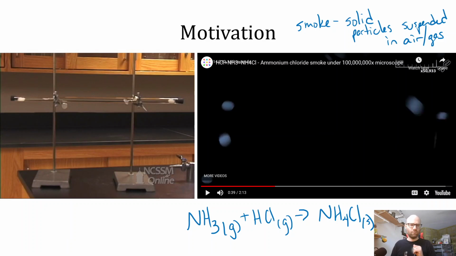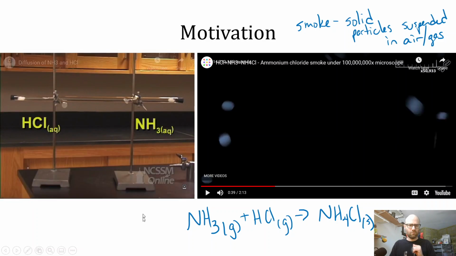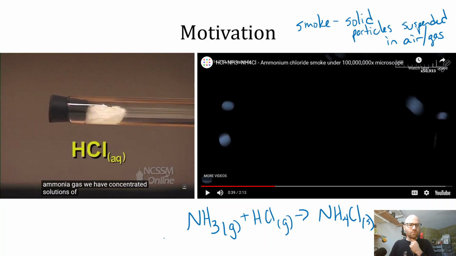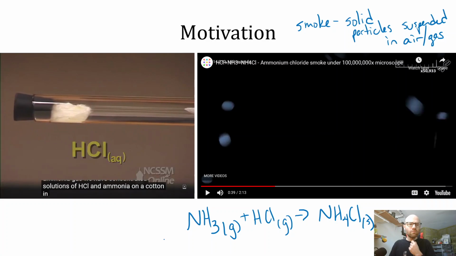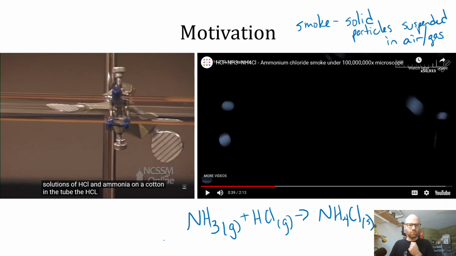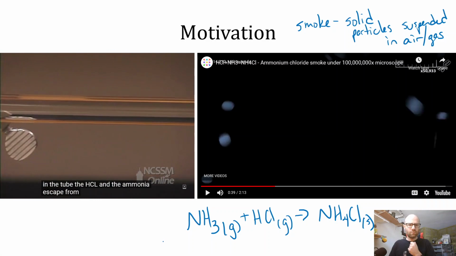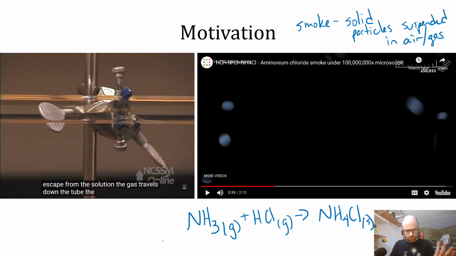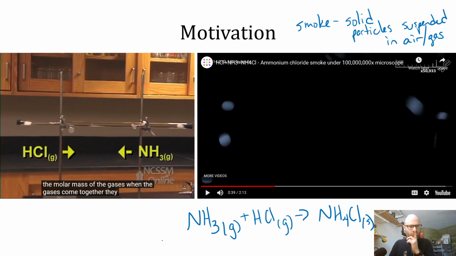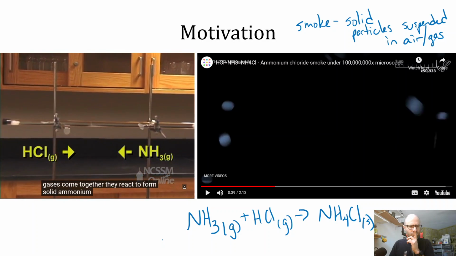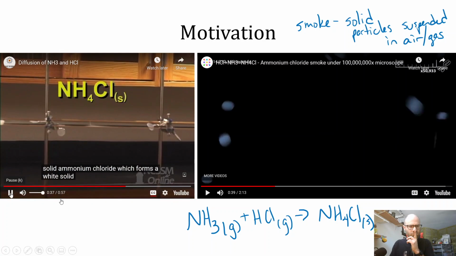In this diffusion experiment, we're looking at the diffusion of HCl gas and ammonia gas. We have concentrated solutions of HCl and ammonia on a cotton plug in the tube. The HCl and the ammonia escape from the solution. The gas travels down the tube. When the gases come together, they react to form solid ammonium chloride, which forms a white solid.